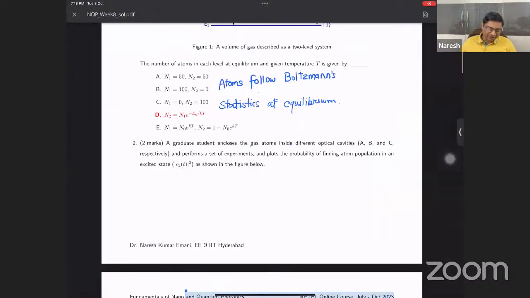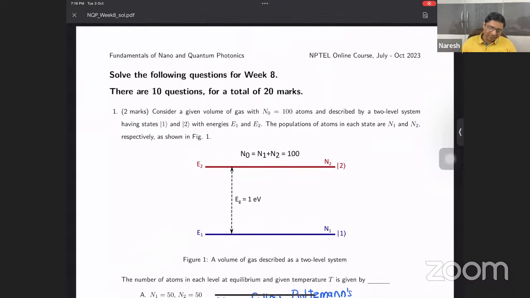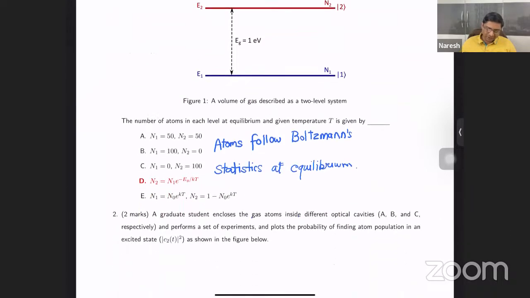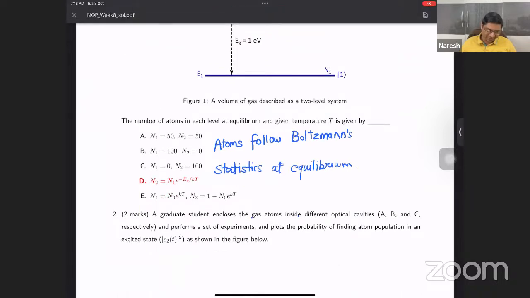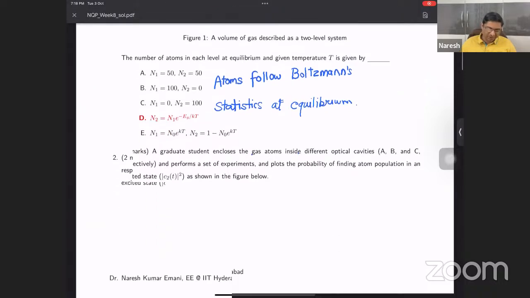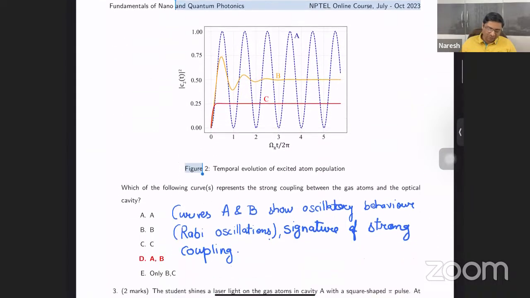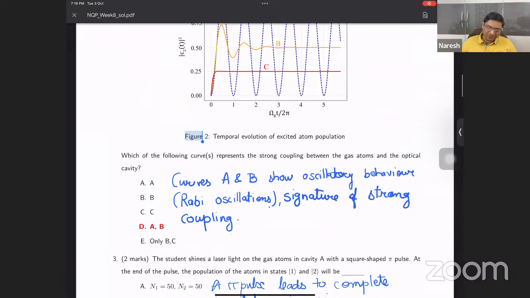Now, in this assignment, that's what we have asked. Initially, we started with 100 atoms. What are the populations? Atoms follow Boltzmann statistics at equilibrium. Well, that's the answer here. You can compute what it is. And then you try three different cavities. Now, the question is, which of the following curves represent strong coupling between atoms and optical cavity?